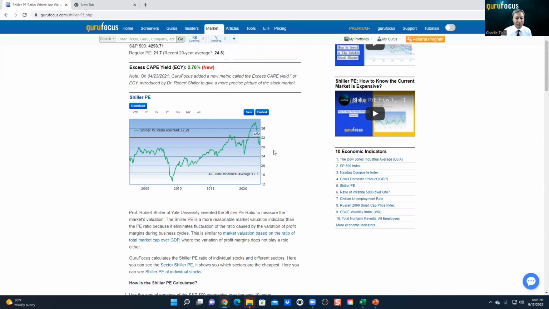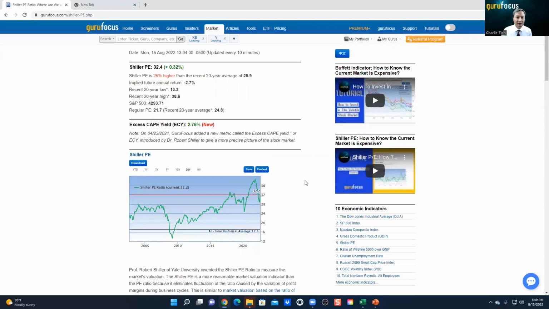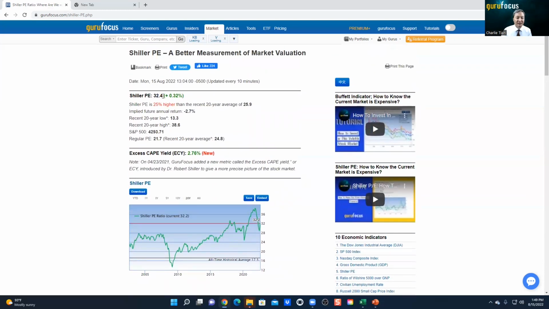And as shown in this curve, the Shiller PE ratio tells you that during the 2009 market crash, the market was extremely cheap. Which is true, because after the crash, the market quickly recovered. And as of today, the Shiller PE stands at 32.4, which is 25% higher than the recent 20-year average of 25.9. So today the Shiller PE is high.